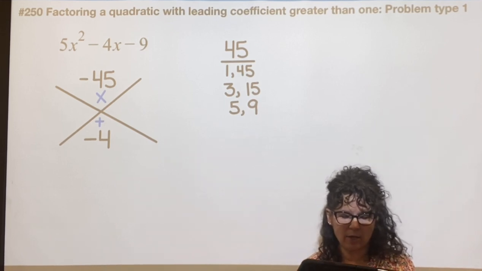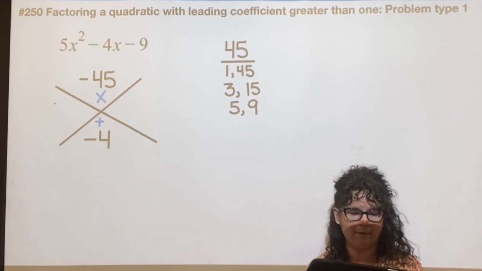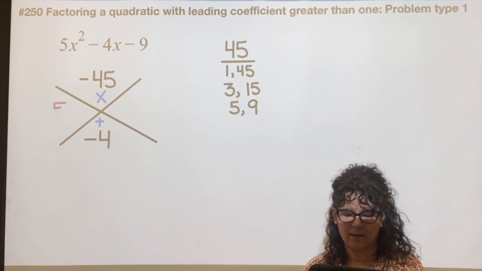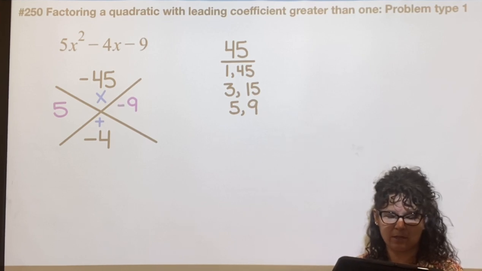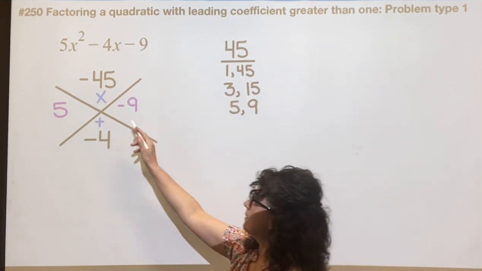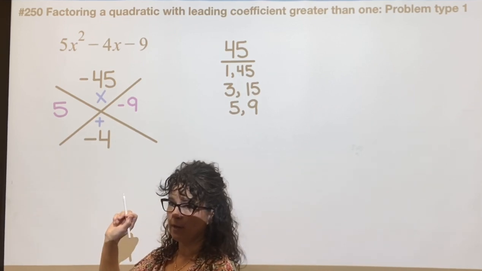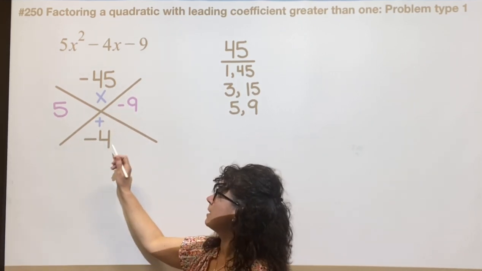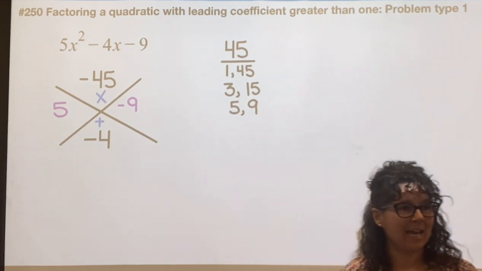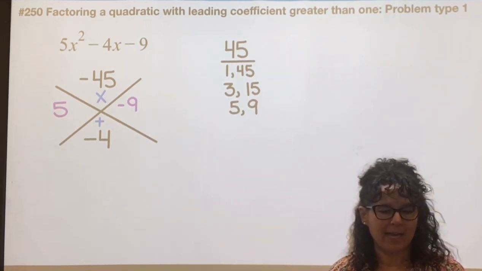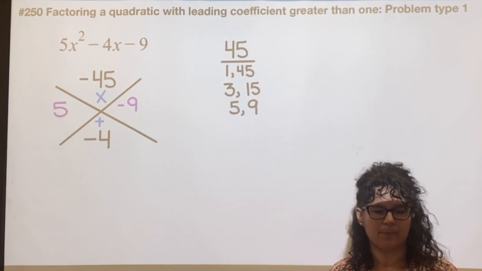So I'm going to come over here. I'm not even going to worry about the sign for just a second. I'm going to write 5 and 9. One of those needs to be negative. That one's going to be negative. Okay, so 5 times negative 9 is negative 45. 5 plus negative 9 is negative 4. So it started off the same, but we're going to have an extra step.